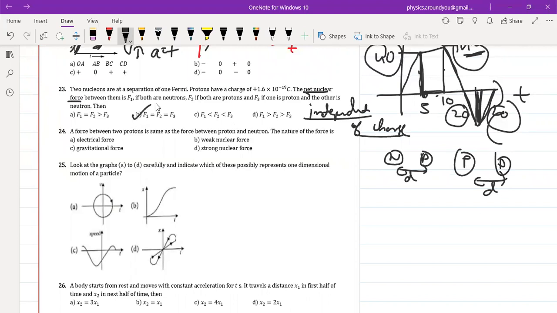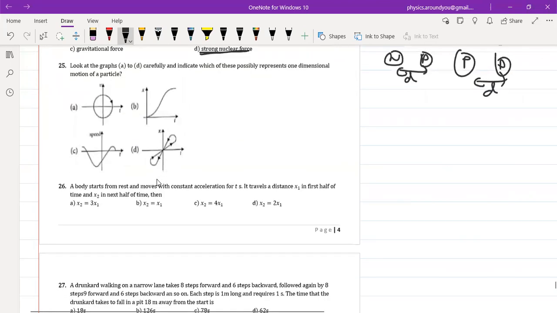So the right answer should be B, because force is independent of the charge. It doesn't matter whether the particle is neutral or charged. Now, the force between two protons is the same as the force between a proton and a neutron. This has been covered in the previous one. The nature of the force should be strong nuclear force. Strong nuclear force is always acting between a proton and a proton or a proton and a neutron.